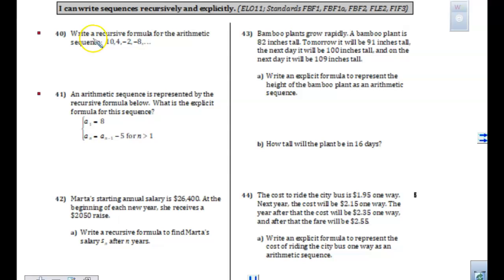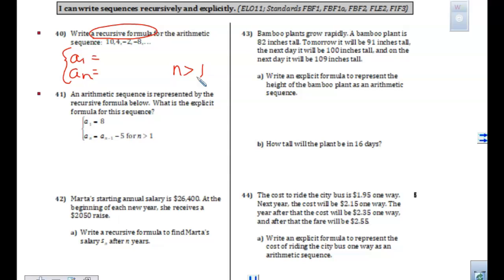Anytime we do that recursive formula, that's where you have to have the first and the nth, and you have to tell me when n is greater than 1. So this is our recursive. You always have to have something like that.